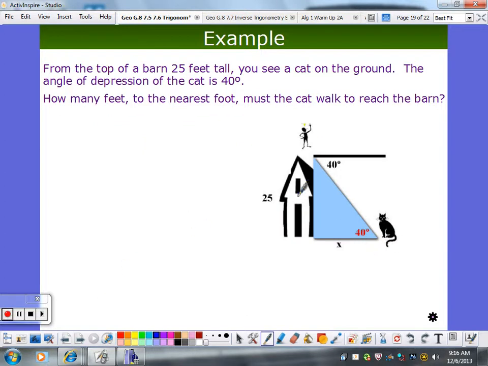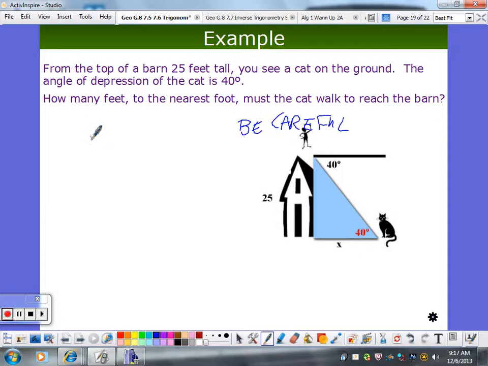On the top of a barn, 25 feet tall, because what else would you be doing than sitting on top of a barn? You see a cat sitting there. The angle of depression. Be careful, be careful, be careful. Because usually I'm not giving you a fancy little diagram. You've got to figure this out.